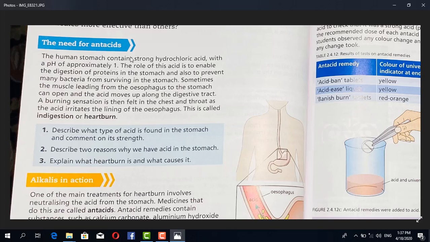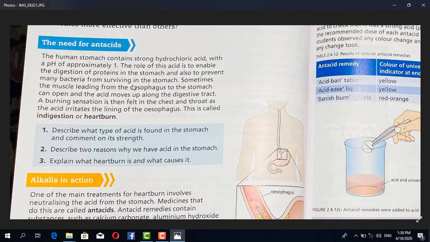The human stomach contains strong hydrochloric acid with a pH of approximately 1. The role of this acid is to enable digestion of proteins inside the stomach and also to prevent many bacteria from surviving in the stomach. So these are the functions of the hydrochloric acid.